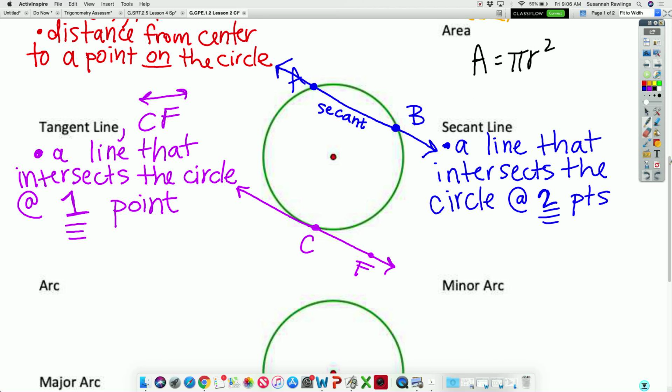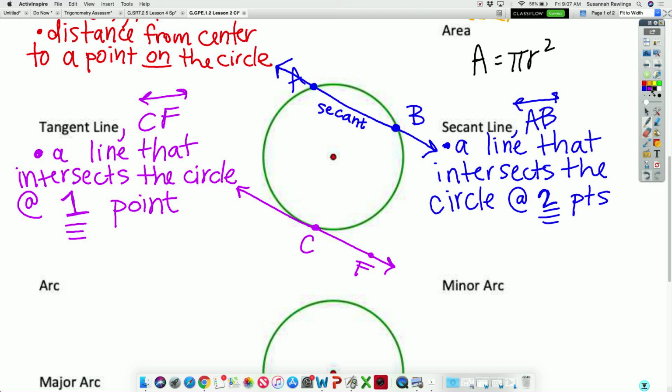Okay, Mason, how would I name that secant? Good, AB, and what do I need on top? A line, so we need our arrows there. Okay, so that's the difference between tangent and secant.